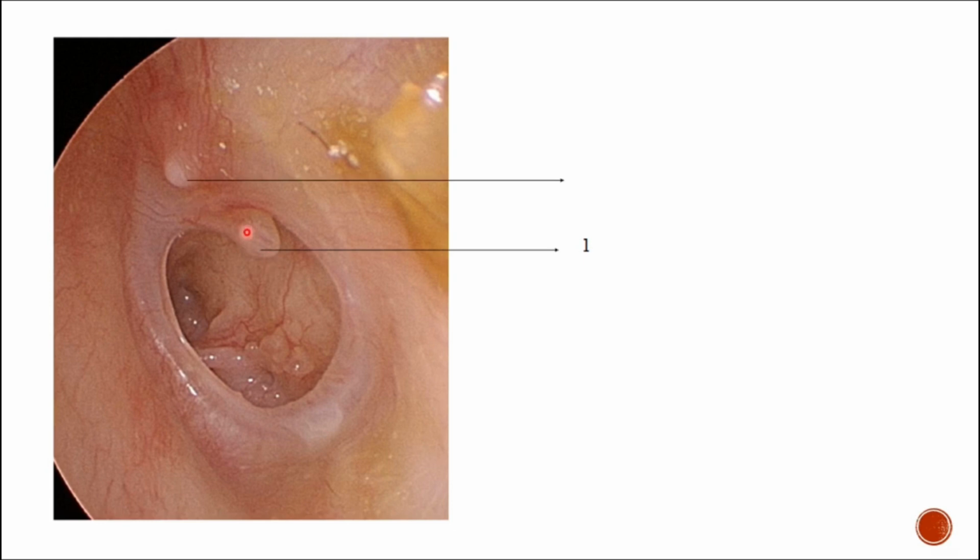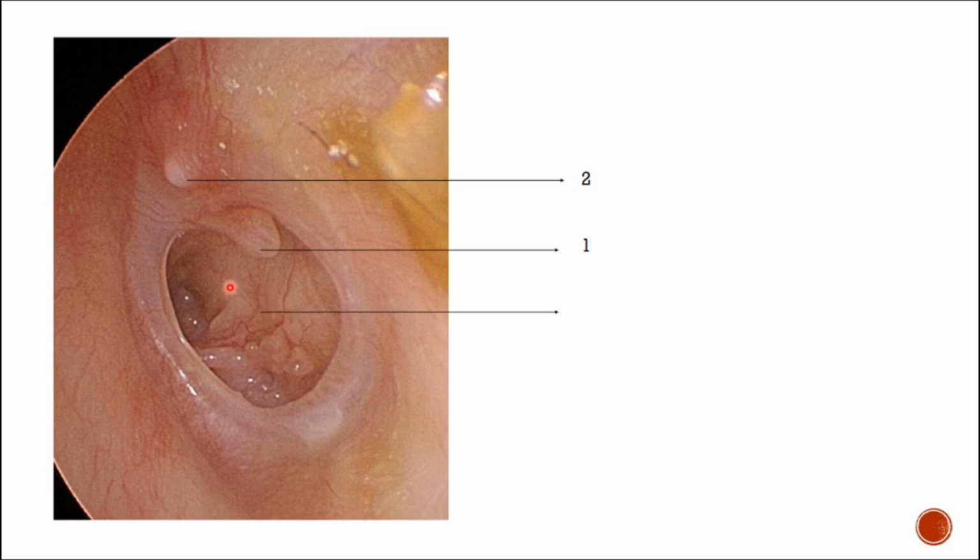Okay. So if this is handle of malleus, what will be this structure? Can anyone tell the answer? Lateral process of malleus. Yeah, good. So this is handle of malleus, and this is lateral process of malleus. Okay. So this part which I am showing will be the pars flaccida. The part of the tympanic membrane above this lateral process of malleus will be the pars flaccida.